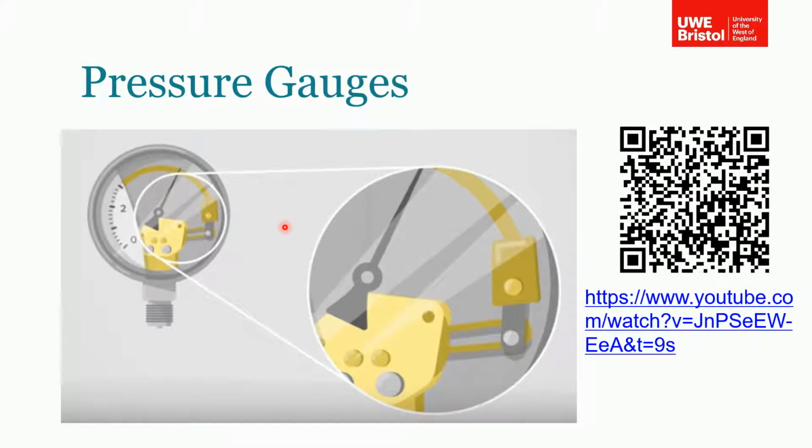Obviously, the examples I've shown you there of manometers are used in labs and that kind of thing as a way of measuring pressure, but not particularly useful in industry. So there's a number of different gauges out there, and there's a good video here which explains two of the main methods. So again, I won't play the video, but here's a link for you to go and look at that.